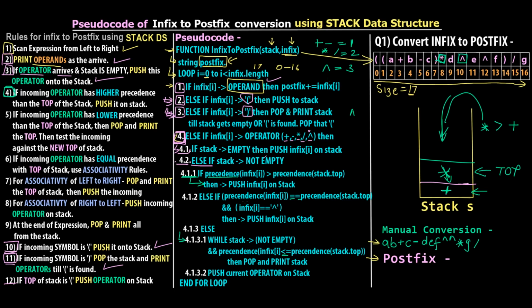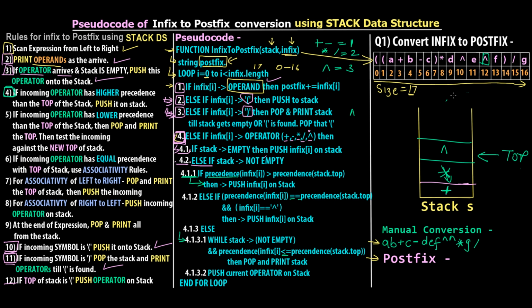But here, a unique scenario can happen where infix of I can be a raise to sign, and the top of the stack can also be a raise to sign. Let's say we have the top of the stack as raise to, which is basically the first raise to that we put onto the stack, and now we are scanning this raise to. Of course, when we actually apply this pseudocode on this solved example, we will see that case appear over here.